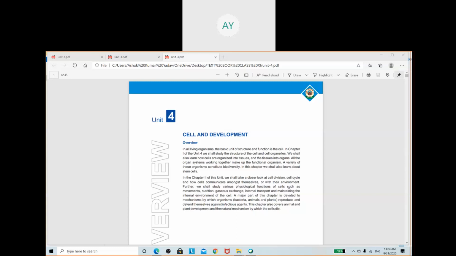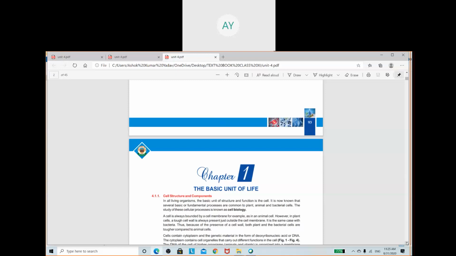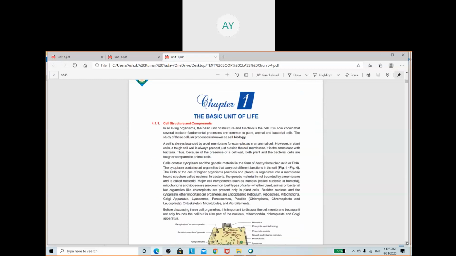Today I am going to discuss the chapter on cell and its developments. The chapter name is The Basic Unit of Life. What is a cell and what is the organization of the cell? What is cytology and what is cell biology? You know, the cell is the structural and functional unit of life. Any living organism is made up of cells.